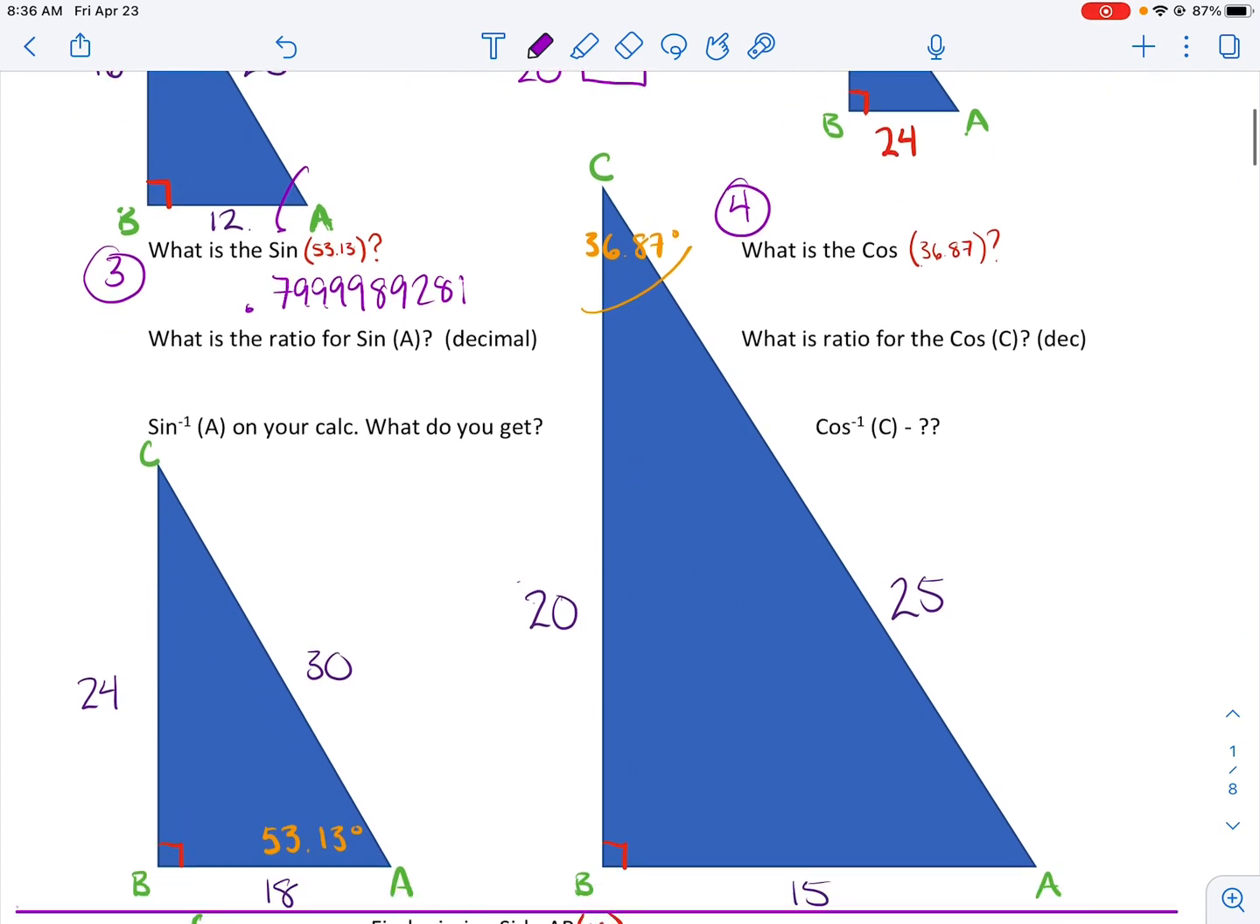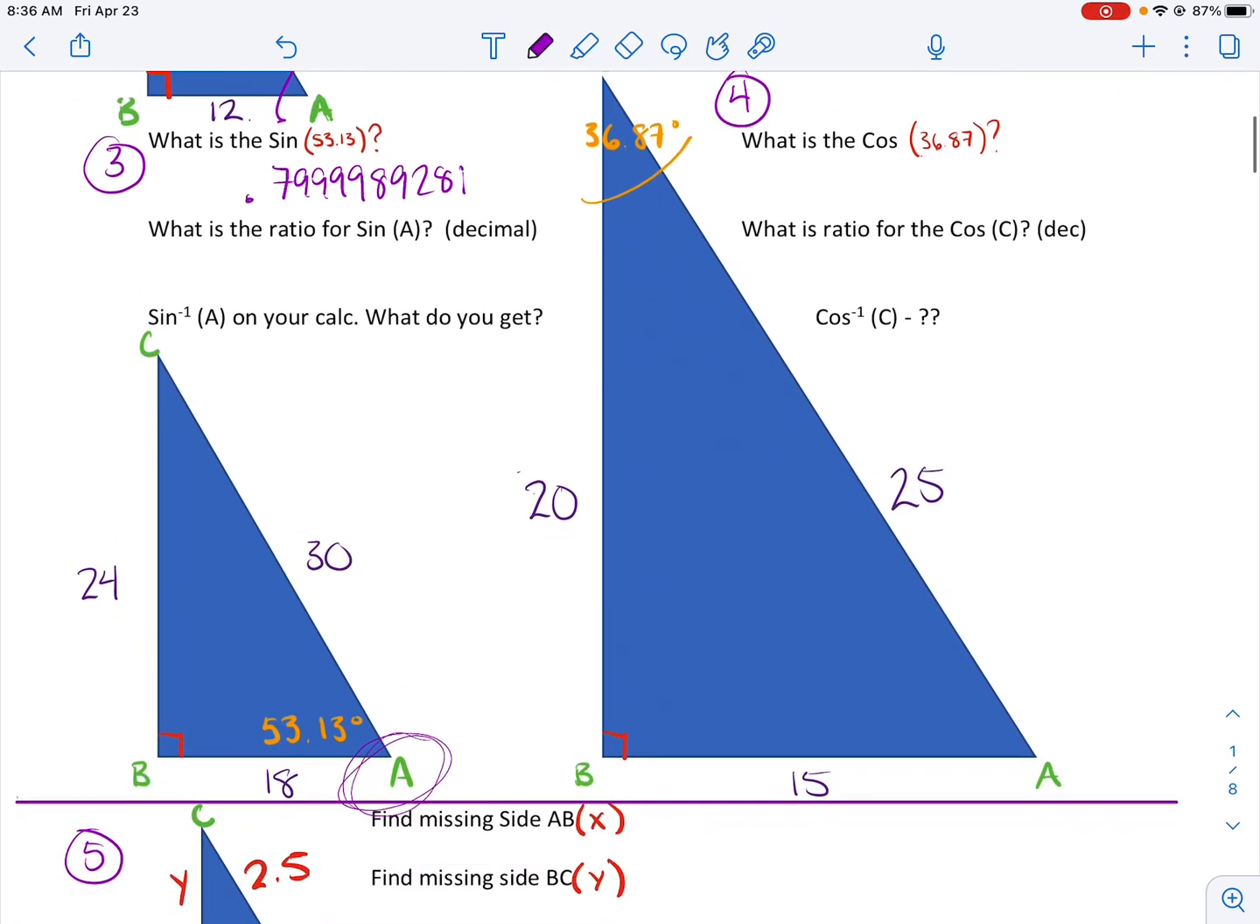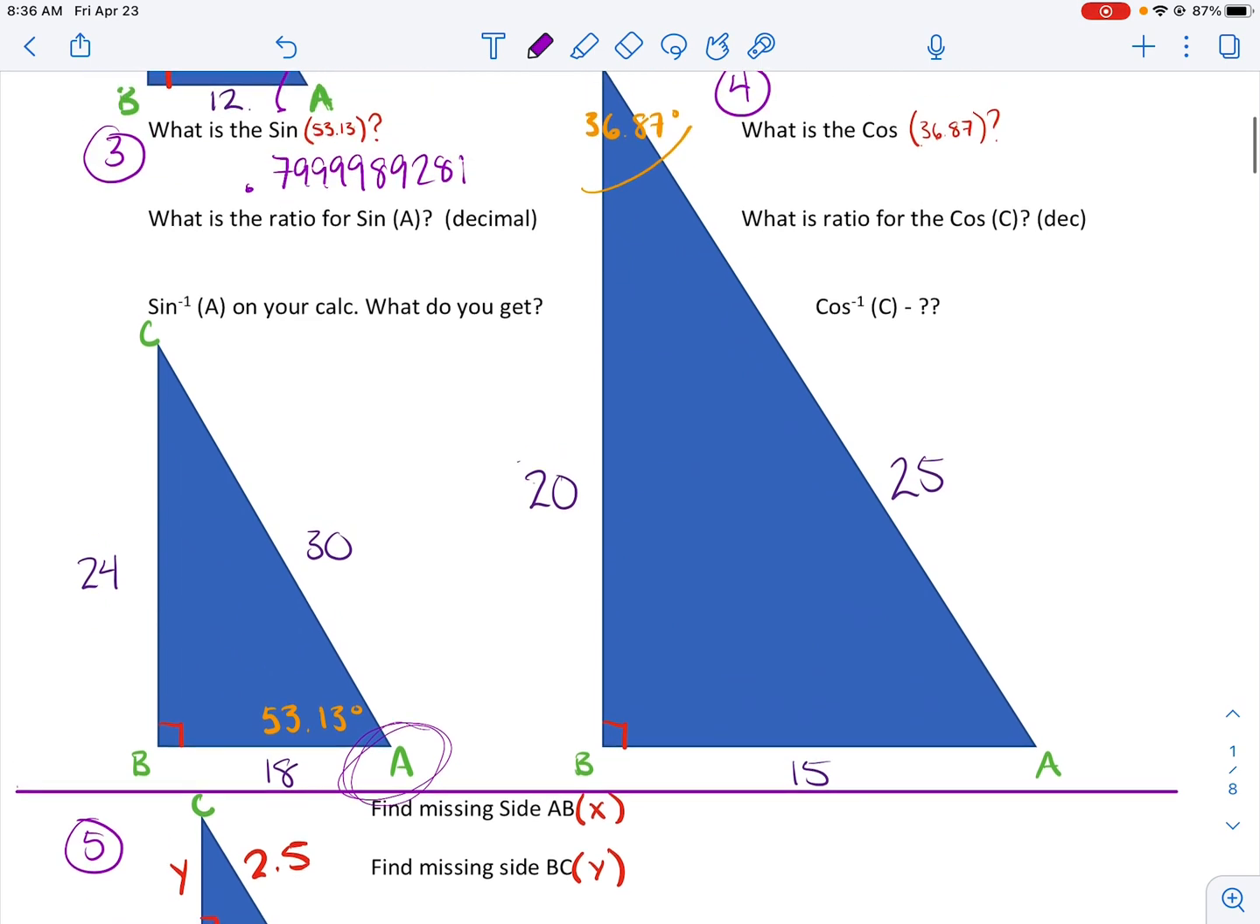Okay, so something's going on with this angle measure here. All right, now I'm asking for what is the ratio for the sine of A. Now, all these triangles are similar, which means their sides are proportional. So it should be no surprise that, okay, when I do the sine of A, this is our opposite, this is our hypotenuse. Okay, so the sine of A is equal to 24 over 30, and again, is equal to 0.8.